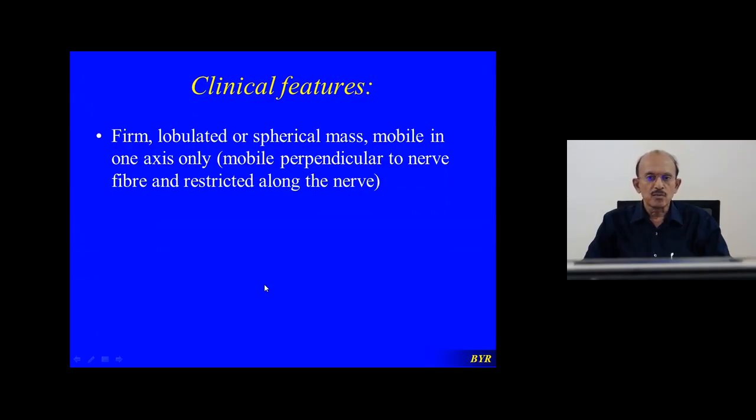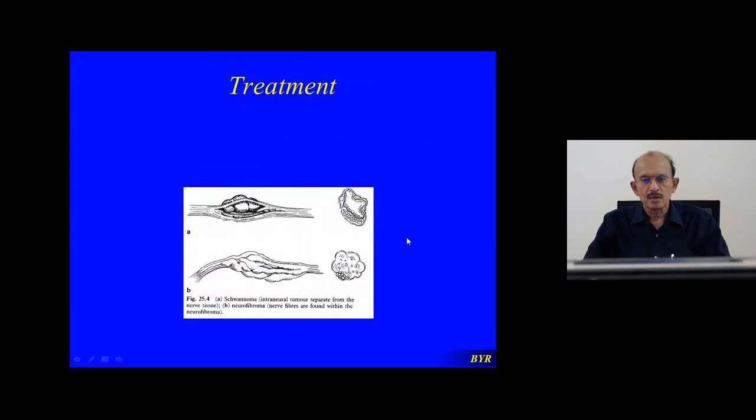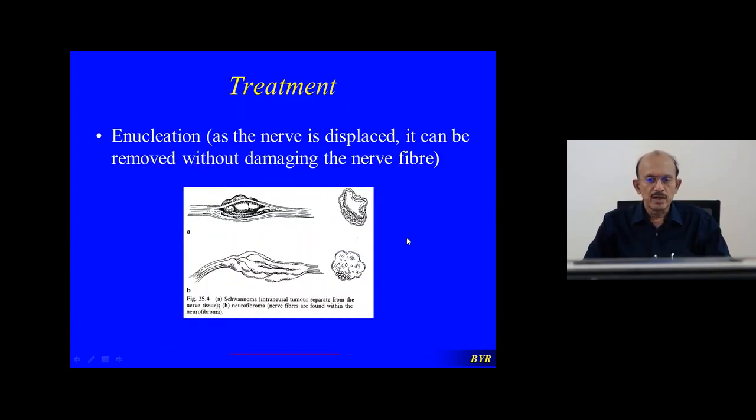It presents as a firm, lobulated or spherical mass, mobile in one axis only: mobile perpendicular to the nerve and restricted along the nerve fiber. Percussion of the mass produces paresthesia along the nerve. Treatment: enucleation. As the nerve is displaced, it can be removed without damaging the nerve fiber.